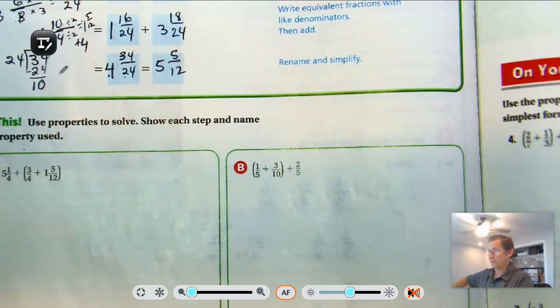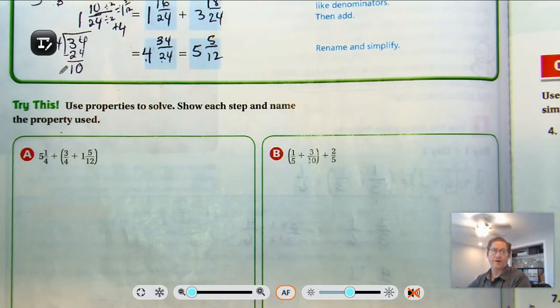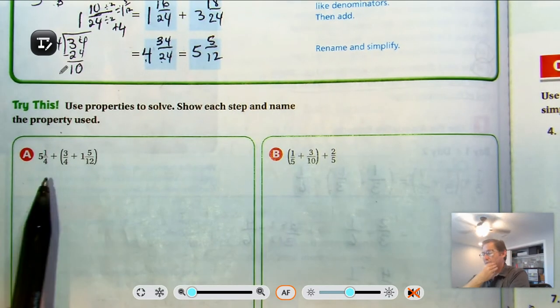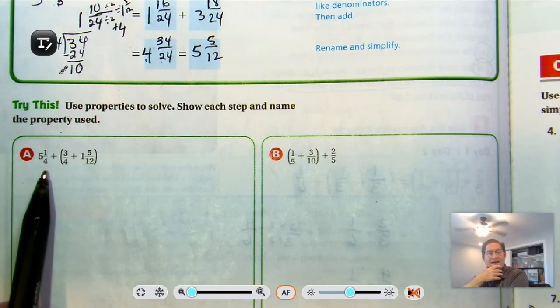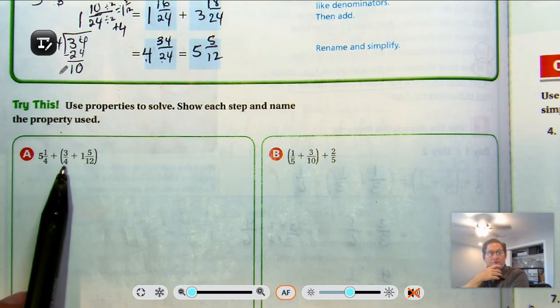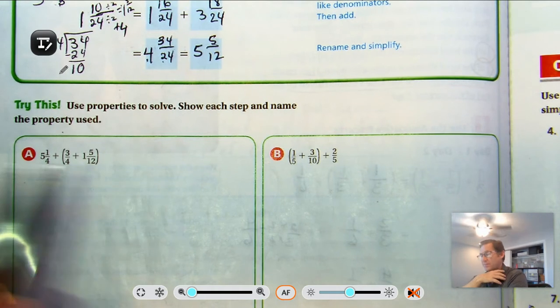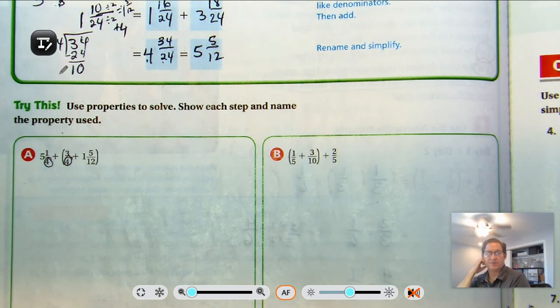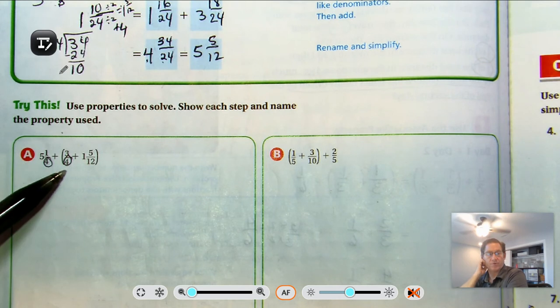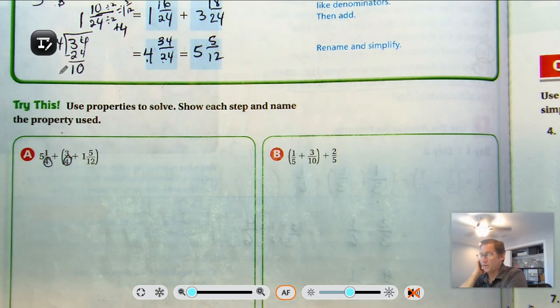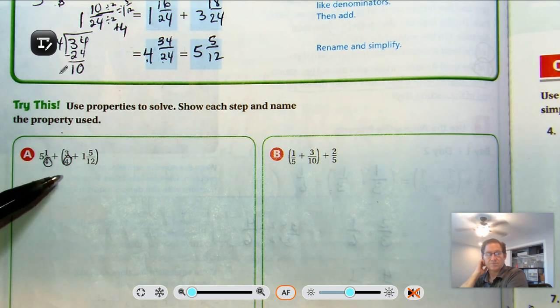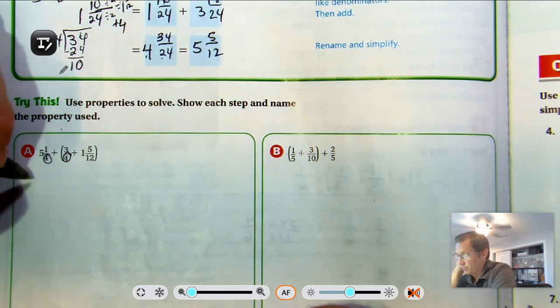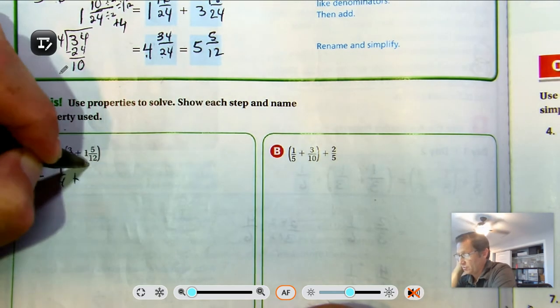All right, let's try this problem, part A. So let's look at these three addends. We have 5 1/4, 3/4, and 1 5/12. Well, I think I want to add the fourths together. That seems to be the easiest one to start with. So how am I going to group 5 1/4 with 3/4? Because remember, according to the order of operations, I have to add what's in parentheses first. But we can switch the parentheses if we want by using the associative property.